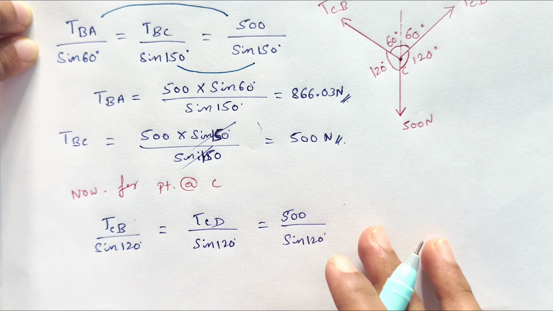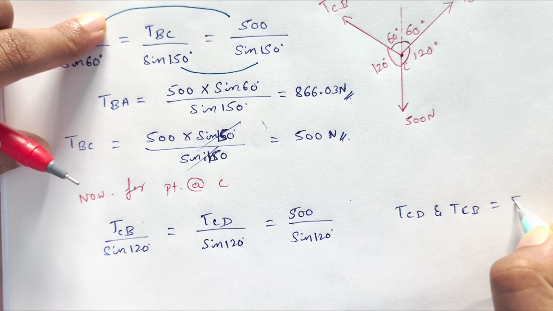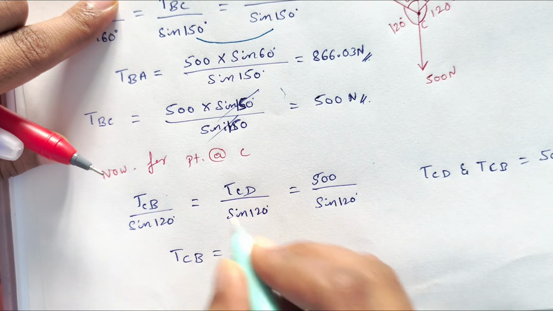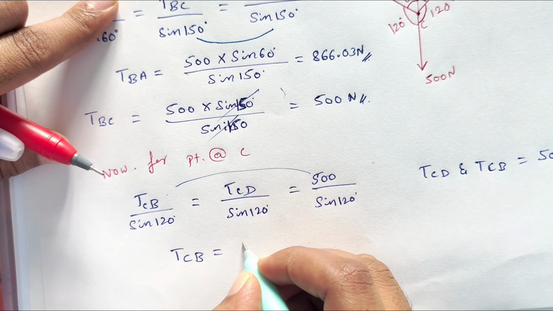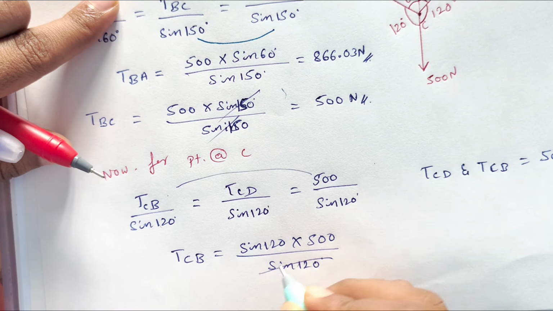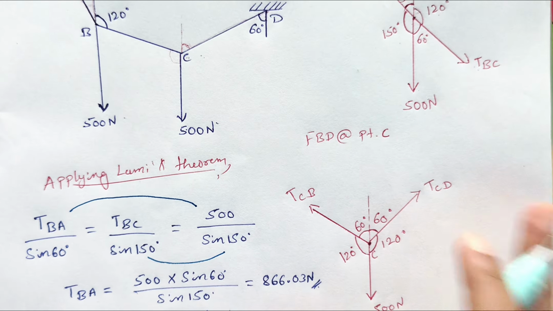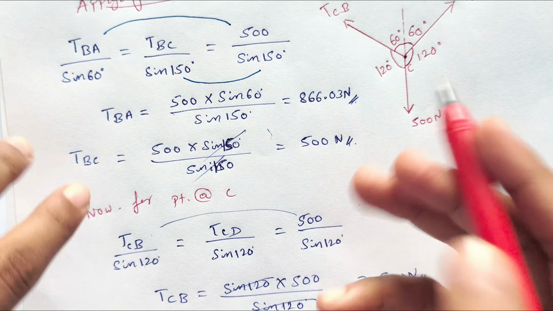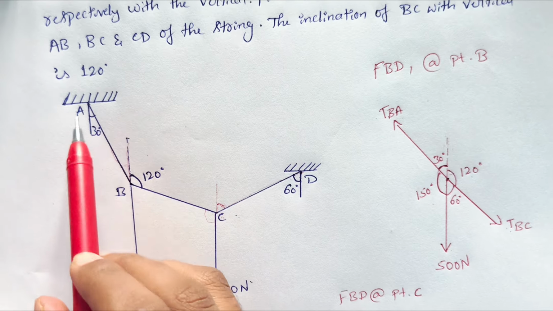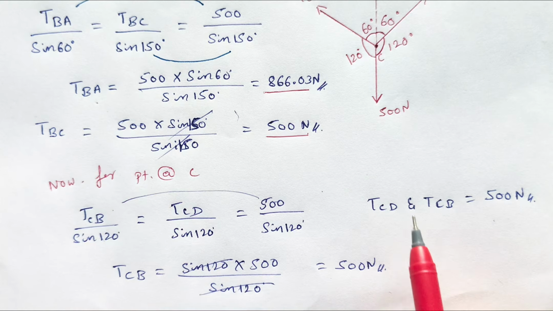See, everything is the same, correct? So you will get TCD and TCB equal to 500 Newton. If you want, you can recheck. TCB is equal to sine 120 times 500 divided by sine 120, so this and this get cancelled. It is 500 Newton. I hope you understood the problem. This completes your problem. In the question they asked us to find the tension force in AB, BC, CD. We have found AB or BA, BC and CD.